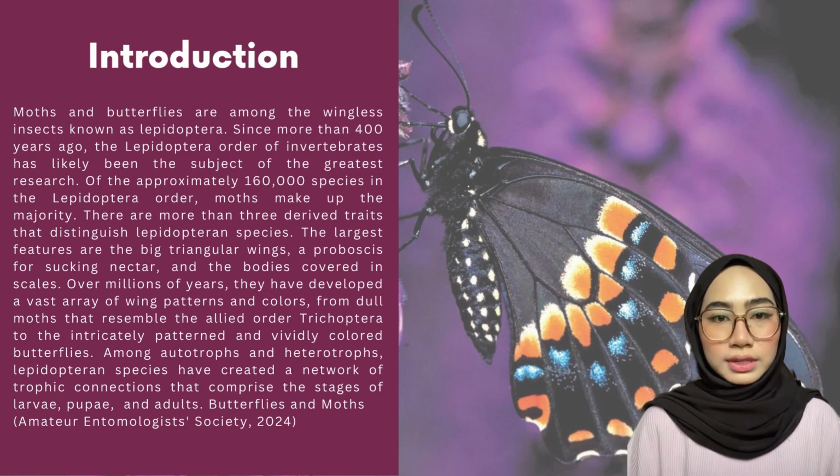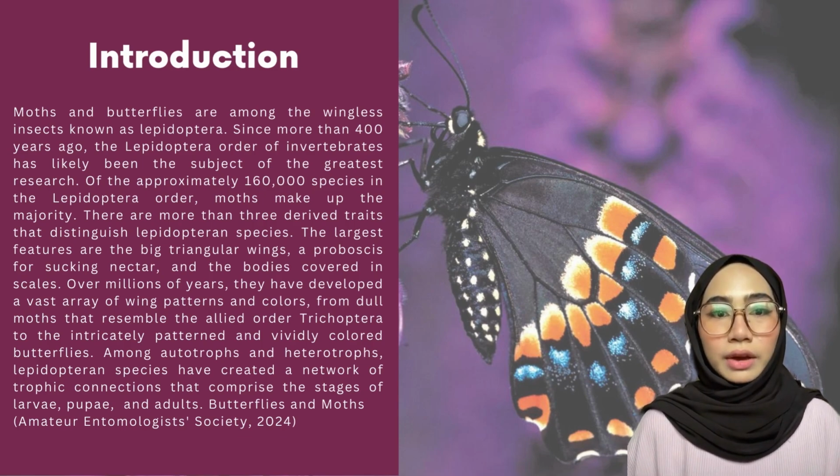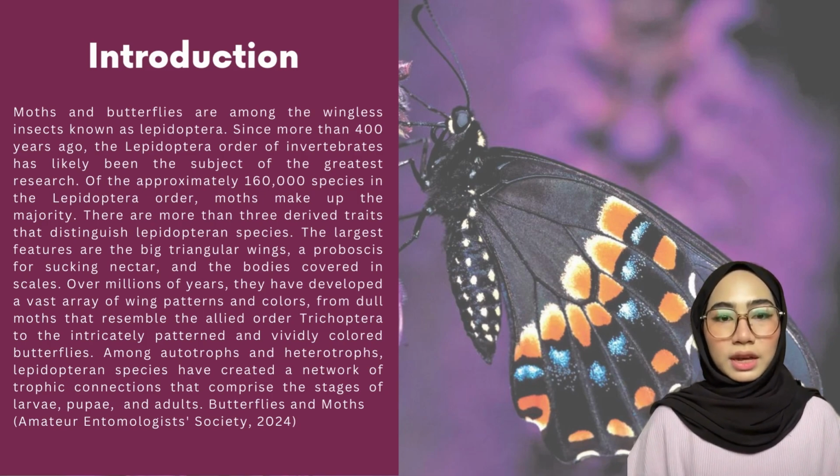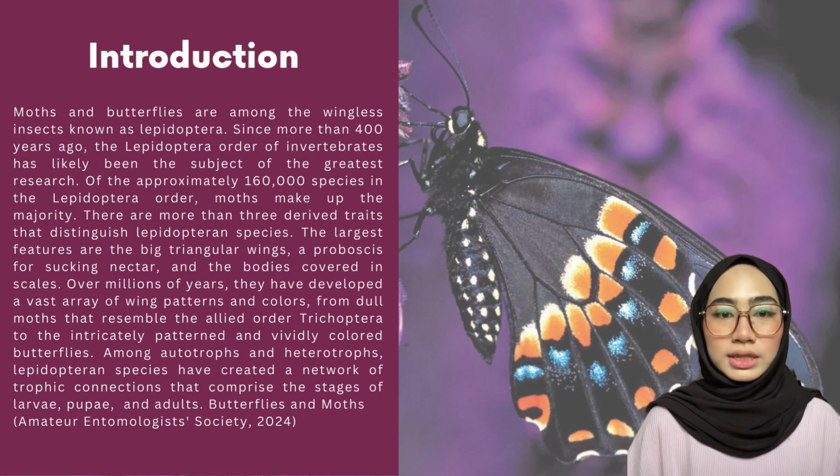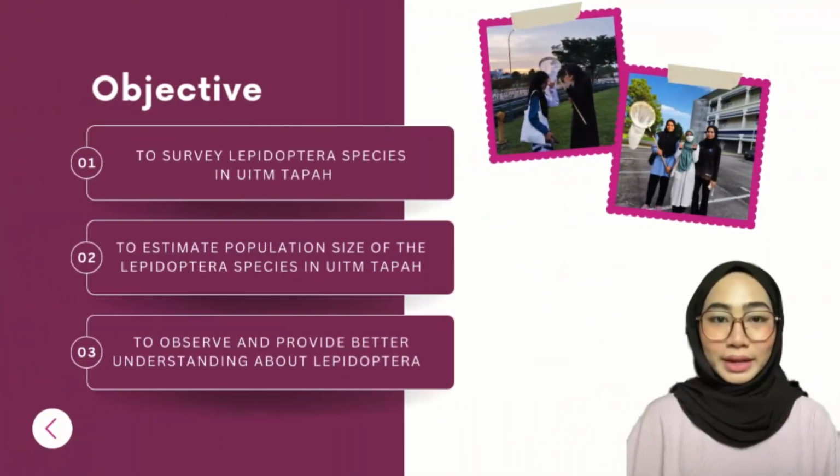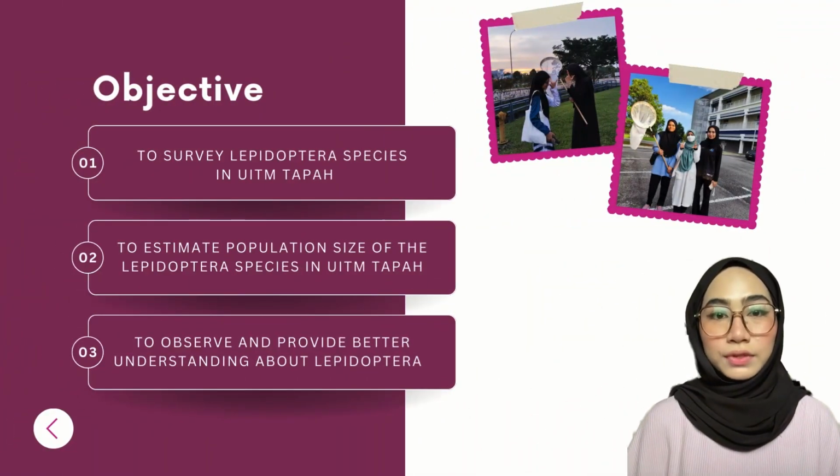Over millions of years, they have developed a vast array of wing patterns and colors, from dull moths that resemble the allied order Trichoptera to the intricately patterned and vividly colored butterflies. Among autotrophs and heterotrophs, Lepidopteran species have created a network of trophic connections that comprise the stages of larvae, pupae, and adults. Next, we are going to move to the objectives of this topic.